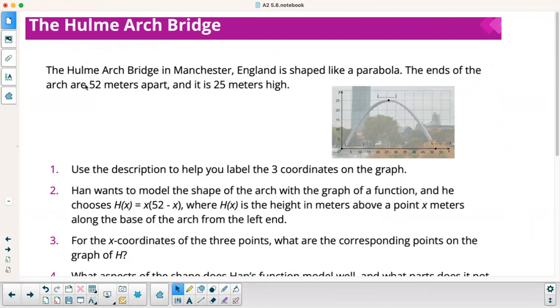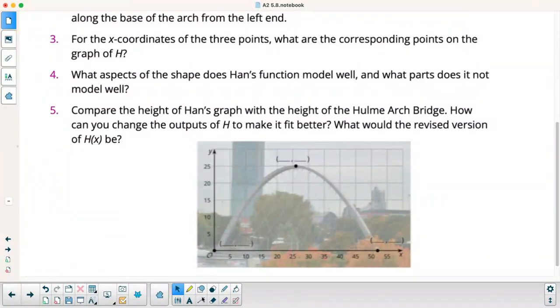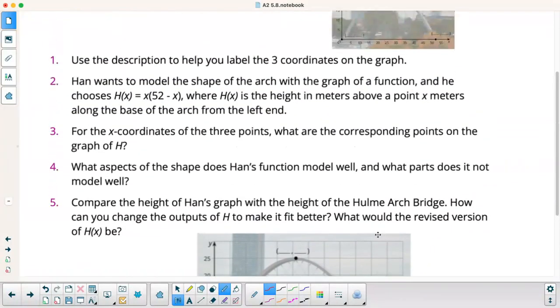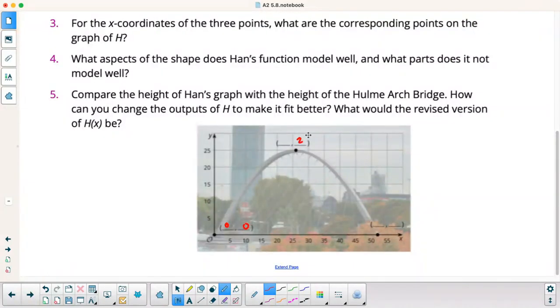So let's see here. We've got an arch. The ends are 52 meters apart and 25 meters high. Use the description to help you label three coordinates. I made it a little bigger so we can write it down here. This looks like (0, 0). If it's 52 meters apart and 25 high, this is 25 and this is 52. It's on the x-axis, so the y-coordinate is 0. This looks like it's halfway, so the x-coordinate is 52 divided by 2, which is 26.